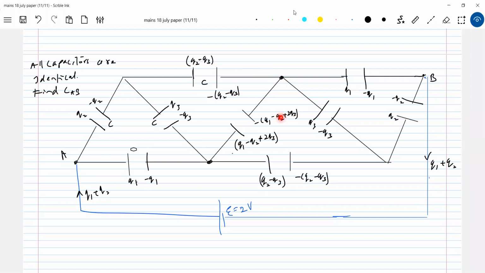And here minus Q2 plus Q2. So what will be left over? Only Q1. That Q1 will come here. And again you see that one, Q3 from here, Q3 from here and Q2 minus Q3 from here. So Q3 minus Q3 get cancelled, only Q2.